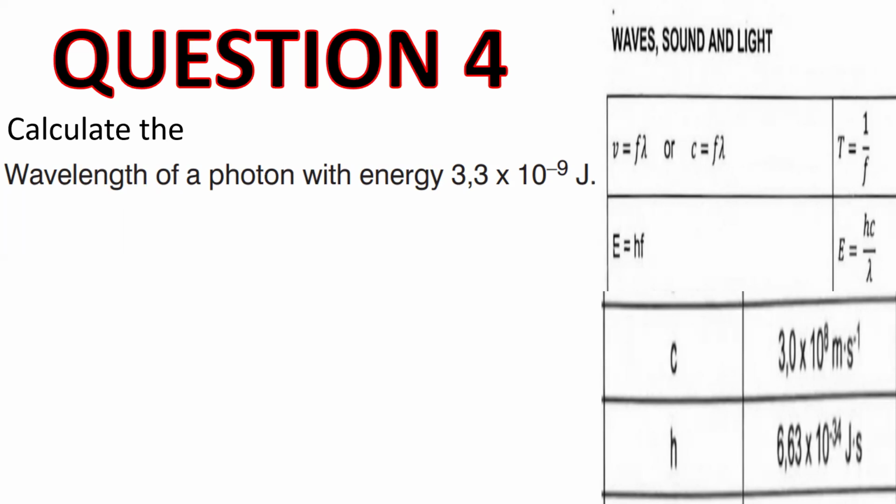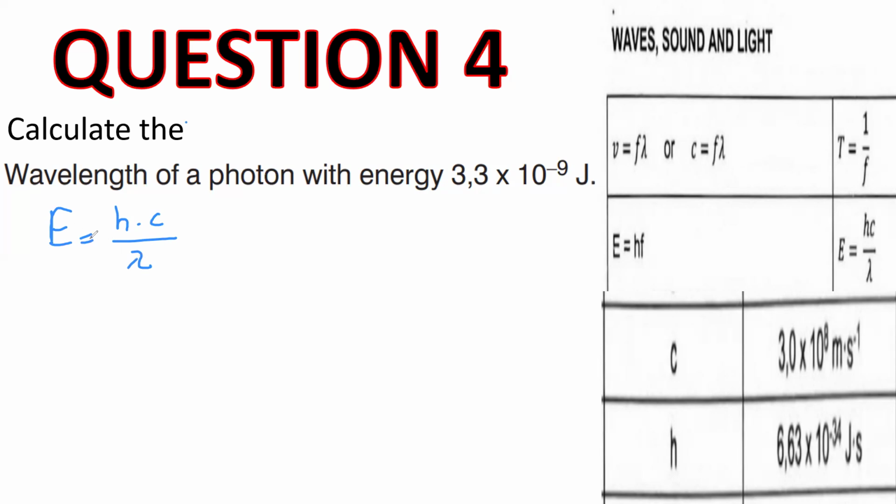You stop the video and try, and then we are going to answer together now. All right, we can start. So: the wavelength of a photon with energy 3.3 times 10 to the power of negative 9 joules. We are looking for the wavelength. Energy is given, so let's check what formula we can use. Energy equals h times c over wavelength. But I know energy, I need wavelength.